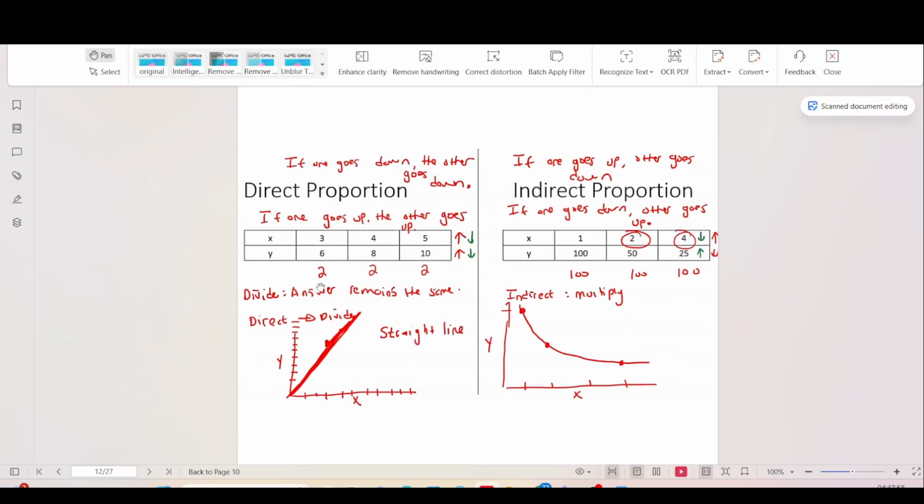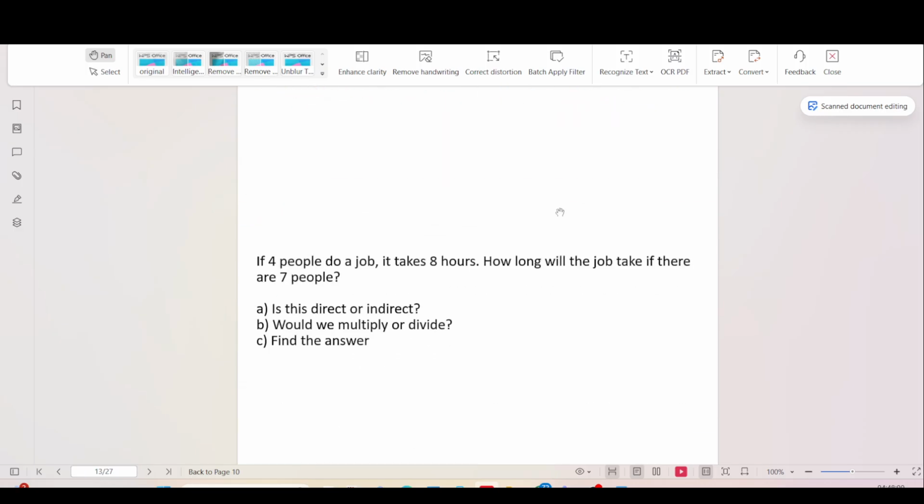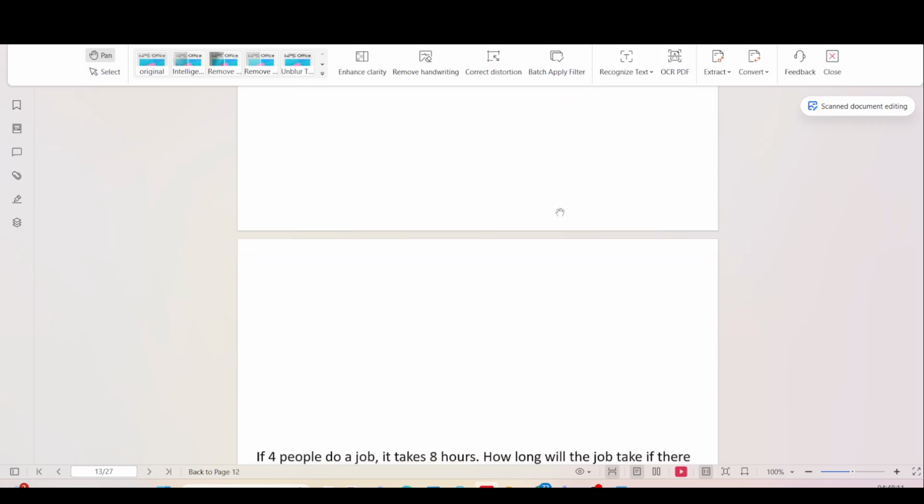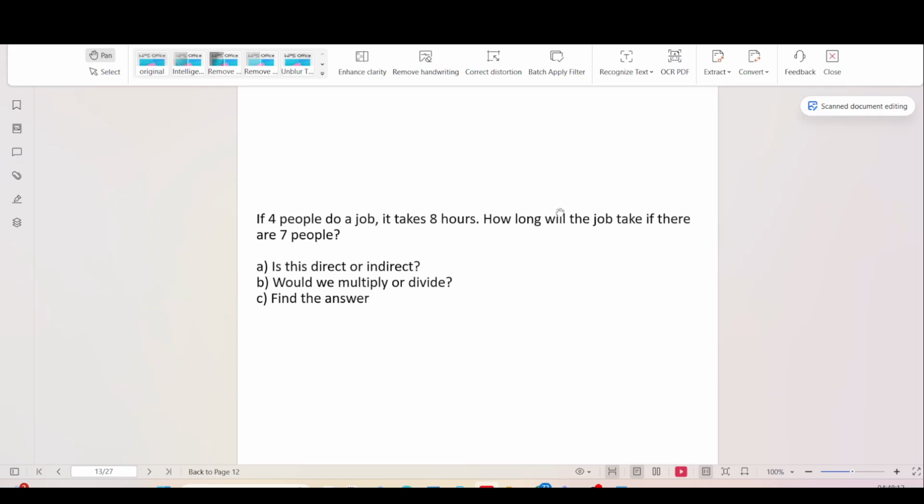For direct proportion, we always get a straight line graph, and inverse is like this. Inverse means if one value goes up, the other goes down. Direct means both go up or both go down. Let's try this question.